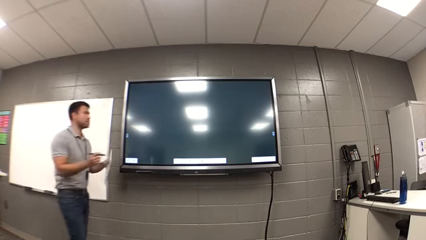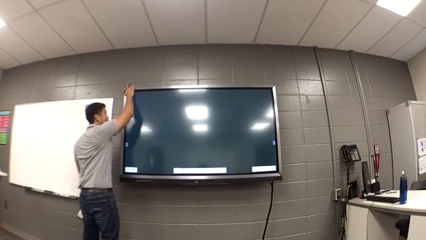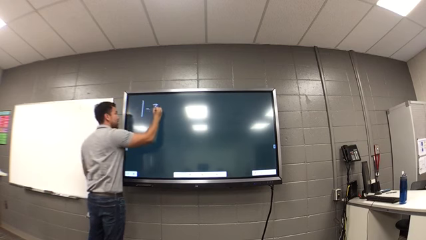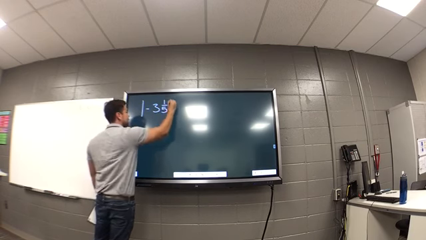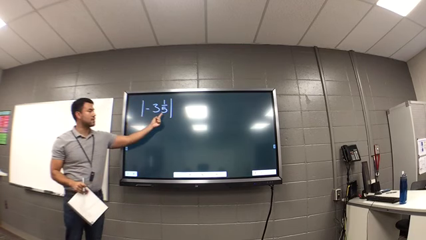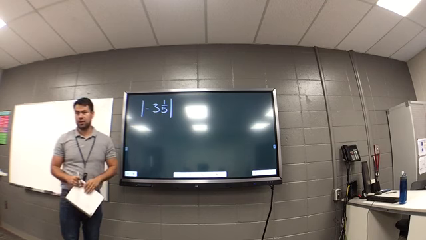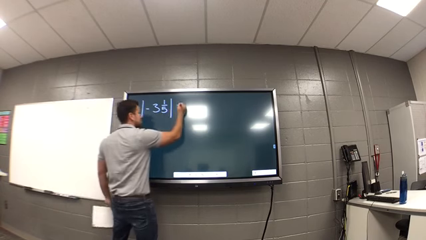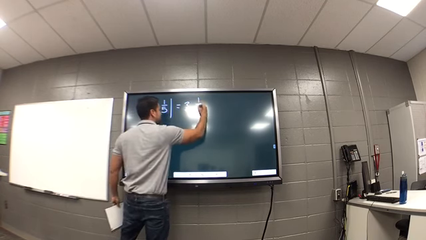Gracie, you want to try this problem here? What is the absolute value of negative 3 1/5? What I'm asking is, how far is negative 3 1/5 from 0 on the number line? 3 1/5. That's correct.